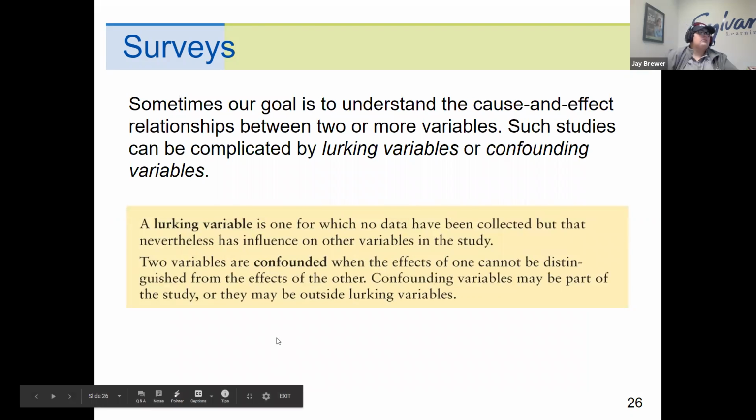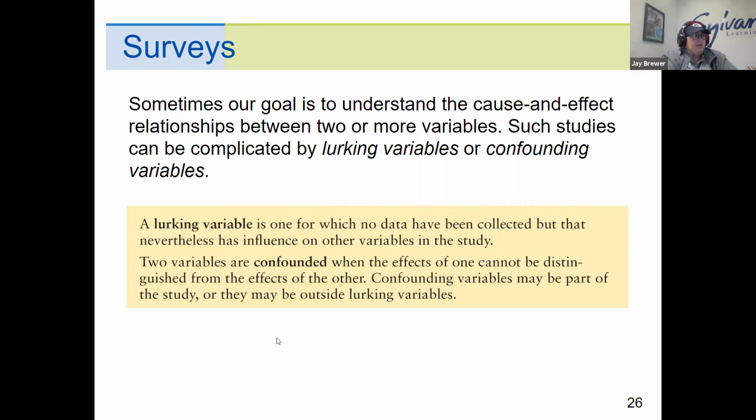Sometimes our goal is to understand the cause and effect relationships between two or more variables. Such studies can be complicated by lurking variables or confounding variables. I think we talked about these already, but now they're giving you the actual definition. A lurking variable is one for which no data have been collected, but that nevertheless has influenced one or other variables in the study. I'm trying to think of an example of that one.